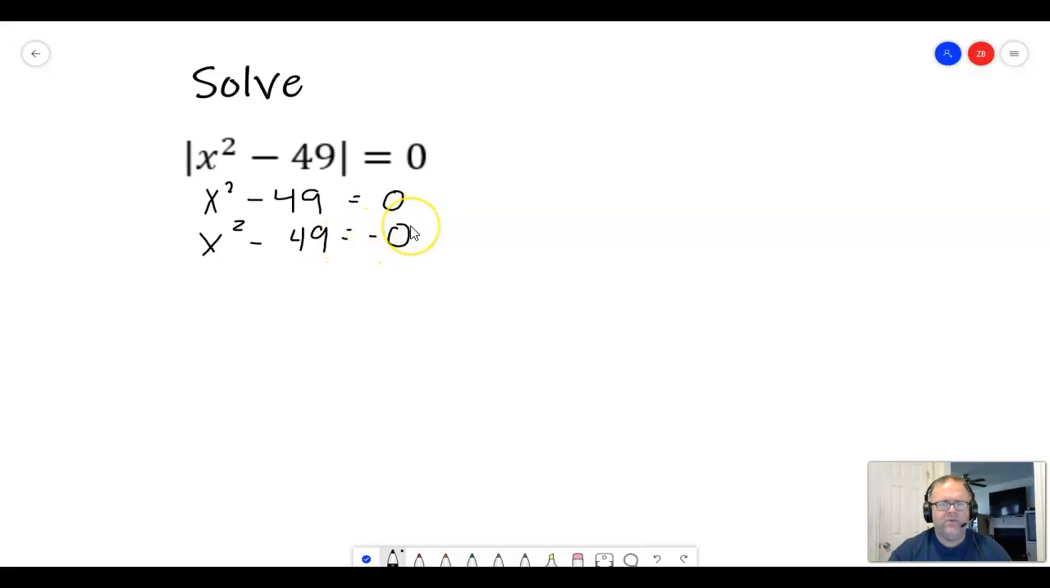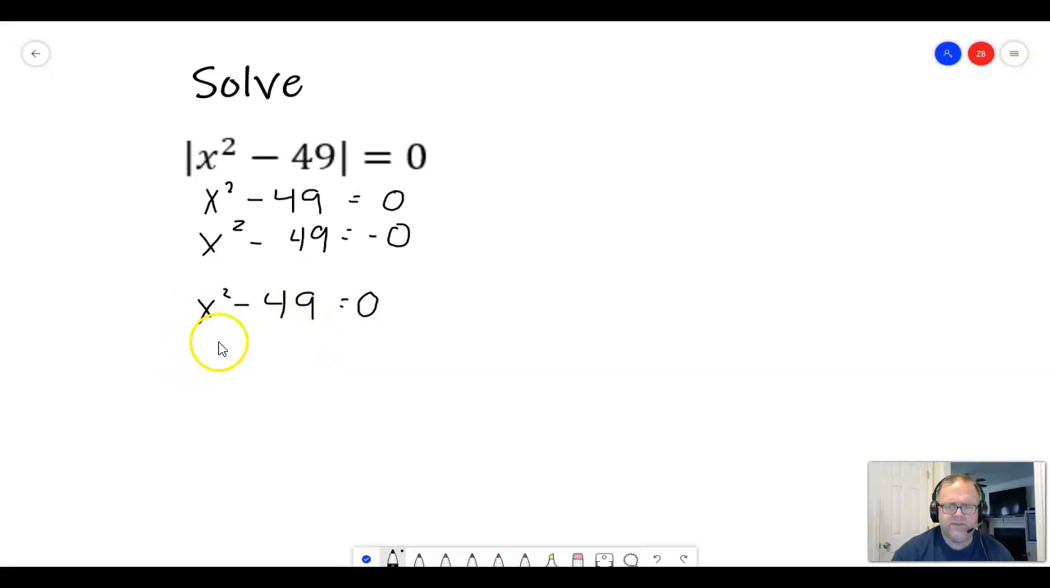Now, if we are astute students, we will recognize very quickly that 0 and negative 0 are the exact same value, so we don't have to do both of these equations because we would just get redundant answers. So let's just do the first one here. So if we do x squared minus 49 is equal to 0, we can solve that.